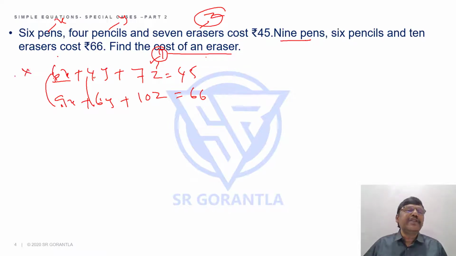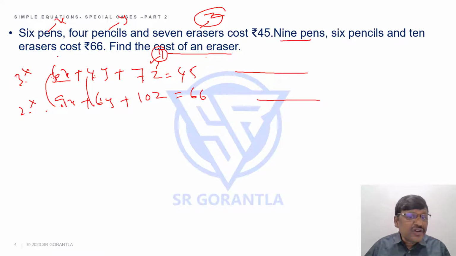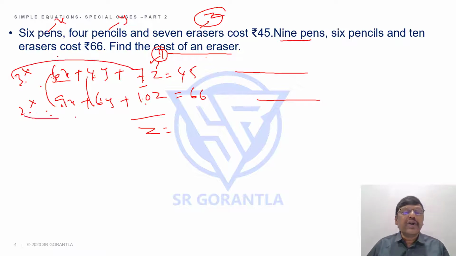See, multiply this with 3 and multiply this with 2. What happens? 3 6s are 18, 2 9s are 18, gets cancelled. You see here, 3 4s are 12, 2 6s are 12, gets cancelled. Let's not write again 3 times this and subtract it, 2 times this and subtract it. You should be able to say that 3 7s are 21, 2 10s are 20. 21 minus 20, 1z.